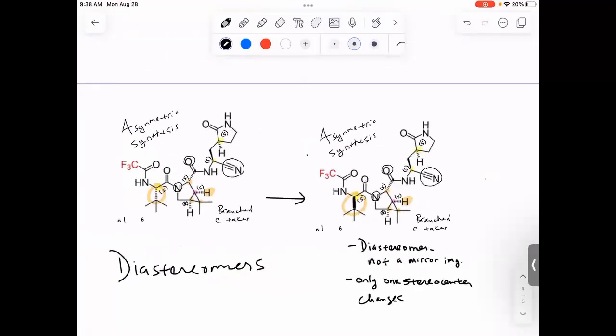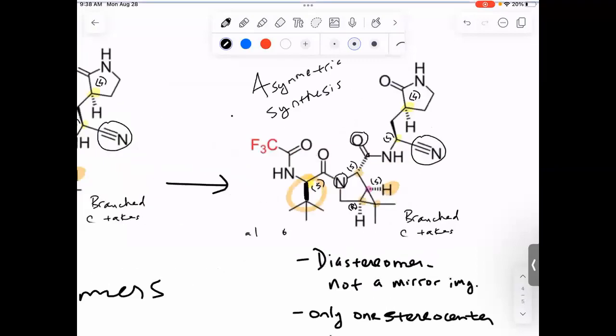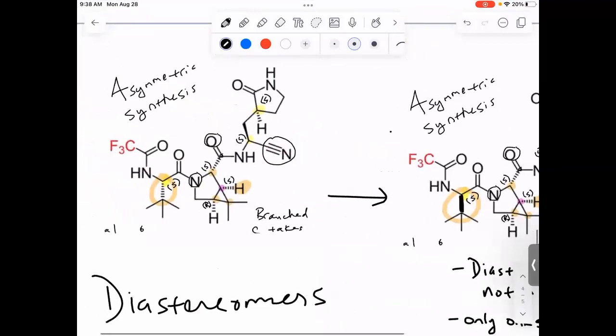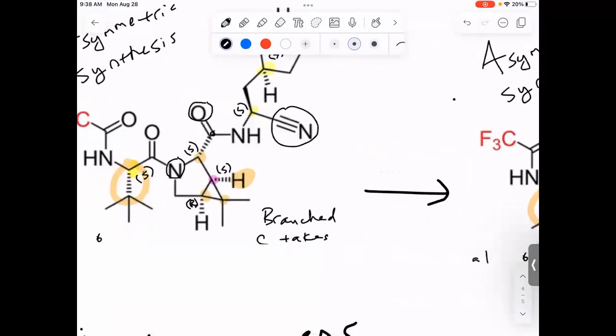Yes or no? Yes. All right. So again, we said we had 64 total stereoisomers. Is that right? Yes. So I want you to think about this. We've already looked at the mirror image. For the diastereomer, how many can I go through and change one stereocenter at a time for each stereocenter?